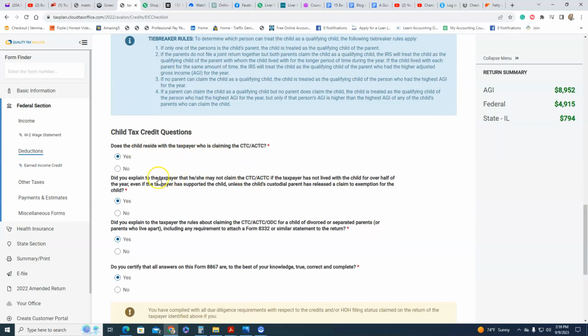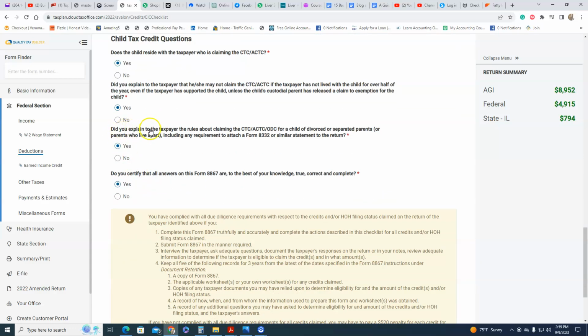Child tax credit question. Does the child reside with the taxpayer who is claiming the child tax credit or additional child tax credit? Yes. Did you explain to the taxpayer that he or she may not claim the child tax credit or additional child tax credit if the taxpayer has not lived with the child for over half the year, even if the taxpayer has supported the child, unless the child's custodial parent has released a claim of exemption for the child? Yes. Did you explain to the taxpayer the rules about claiming the child tax credit, additional child tax credit, or other dependent credit for a child of divorced or separated parents who live apart, including any requirements to attach Form 8332 or similar statements to the return?